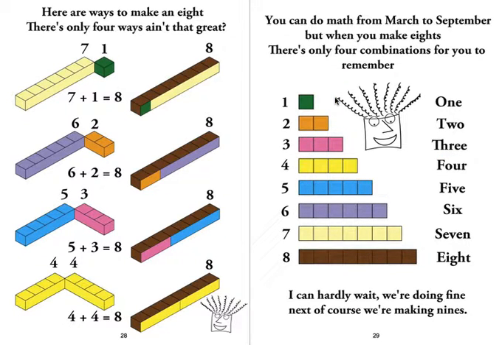Here are ways to make 8. There's only 4 ways. Ain't that great? 7 plus 1, 6 plus 2, 5 and 3, and 4 and 4. That's it. Those are the only ways to make 8.